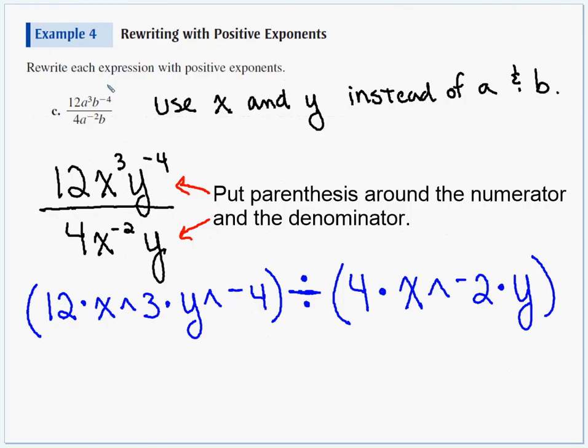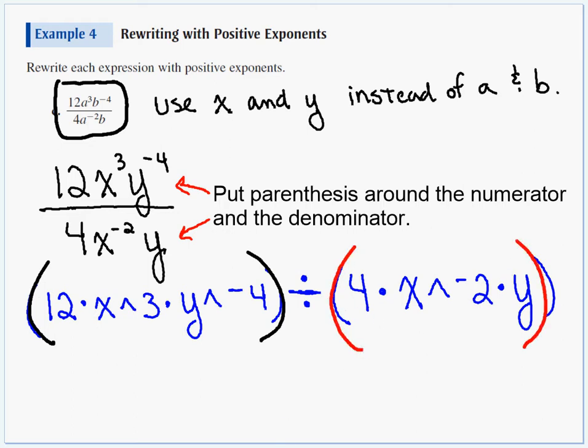All right, here's example 4 from that same section. We had this that we wanted to rewrite with only positive exponents. Again, they used a's and b's. We're going to use x's and y's. And notice down here in blue is how it's going to look when you type it into your display. We definitely want to parenthesize the numerator off. I'll do that in black ink. And then we're going to put a set of parentheses specifically around the denominator. So type this into your calculator exactly as you see it.